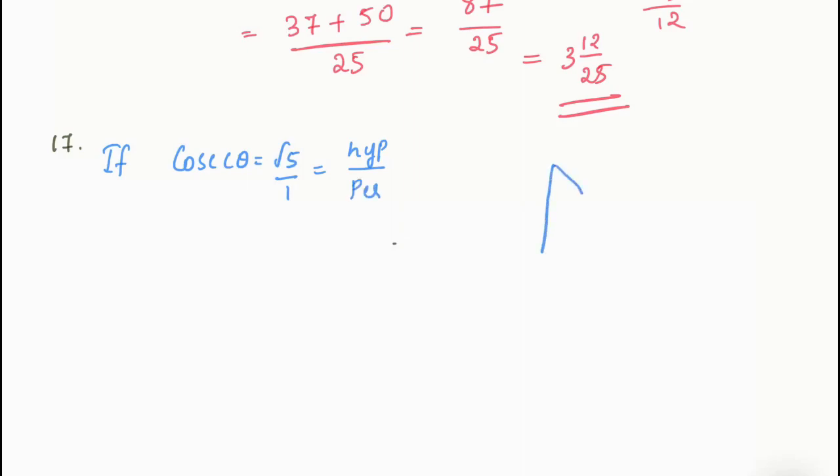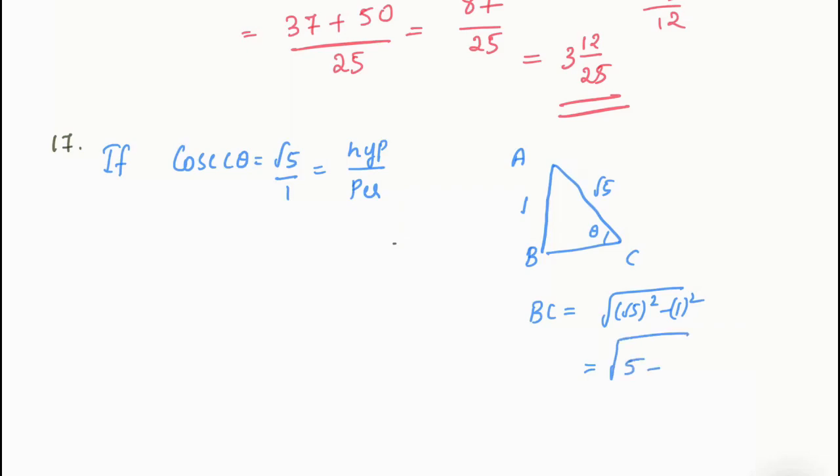So let us draw a rough figure here. A, B, C, this is our theta. Hypotenuse is given as root 5. Perpendicular is given as 1. How to find out BC now? BC will be equal to root of root 5 square minus 1 square. Clear, no? Square of the hypotenuse minus the square of the other side. So what do we get? Root 5 square is 5. 5 minus 1 is root of 4 equals 2. So the unknown value we got is 2.